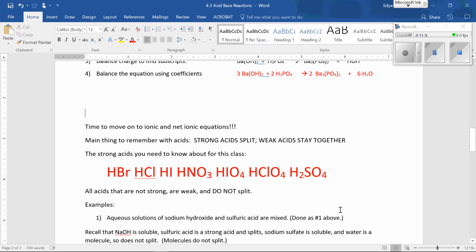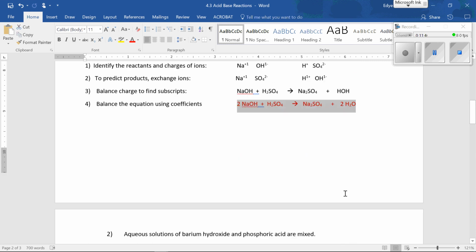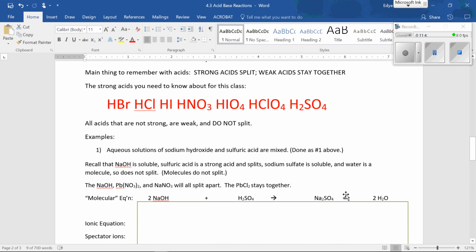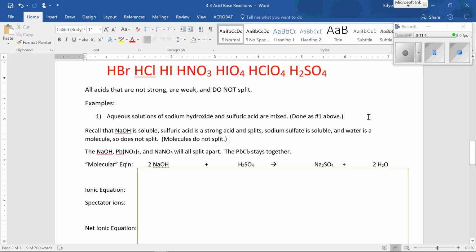So number 1, this is the one we just did right here. We're going to take this molecular equation and put it right here. This is the same molecular equation as what I just had in example 1 above. Now from the last lecture you learned what you first do is figure out who splits and who doesn't. And I'm telling you right here who splits and who doesn't.